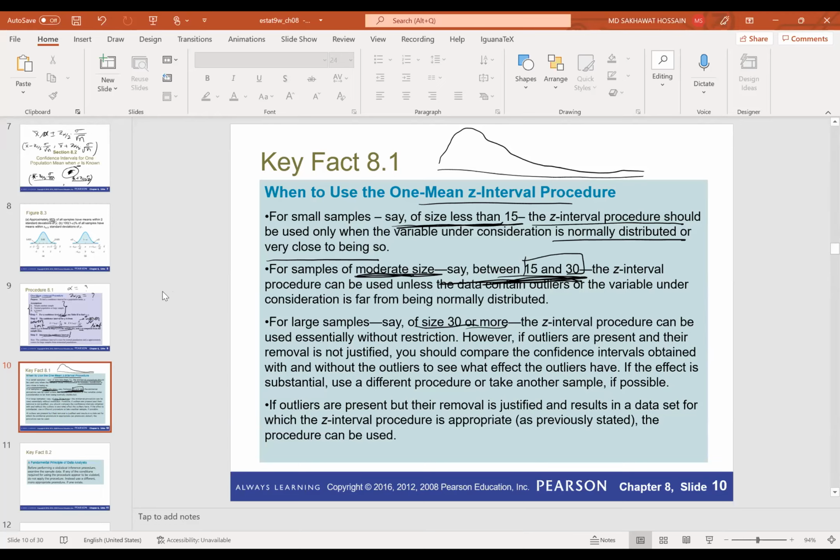Okay, the idea is, if the sample size is very small, less than 15, and the distribution is normal, we can use z interval. Otherwise, we cannot. But if the sample size is 15 to 30, and the data set doesn't have any outliers and is very close to normal distribution, then we can use z confidence interval. But for a very large sample, regardless of the population distribution, we can use z interval. But if the data set has outliers that affect the confidence interval, then we need to be careful. Okay.